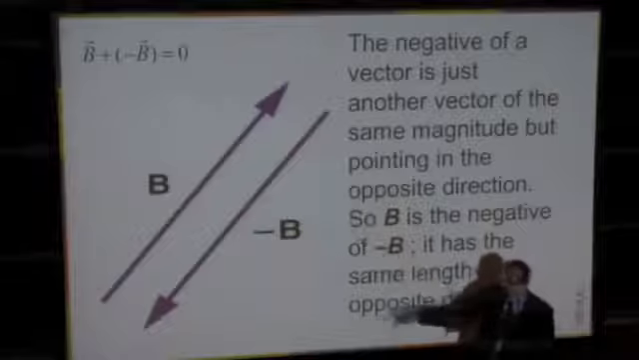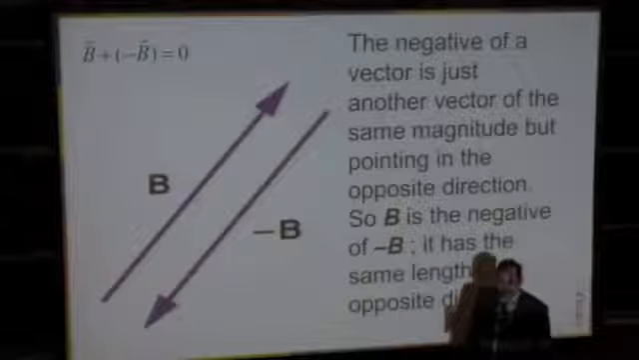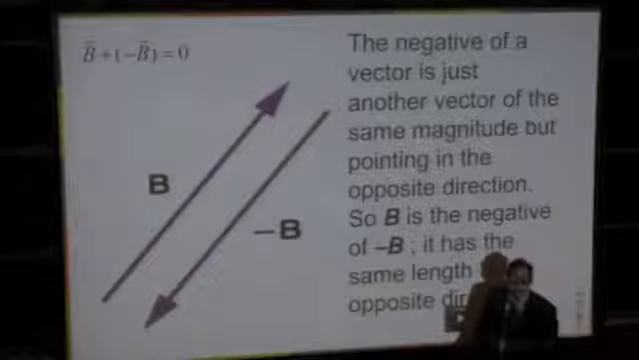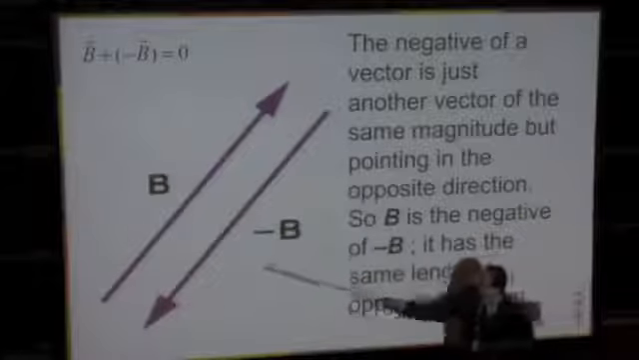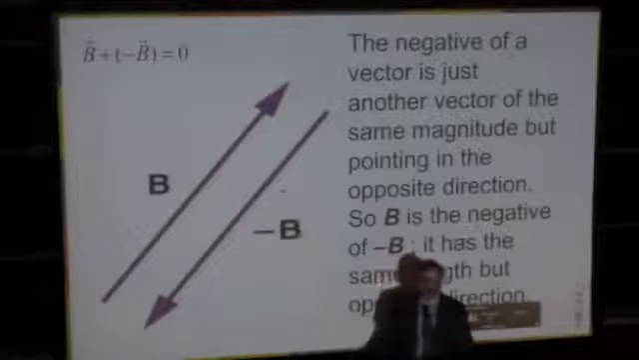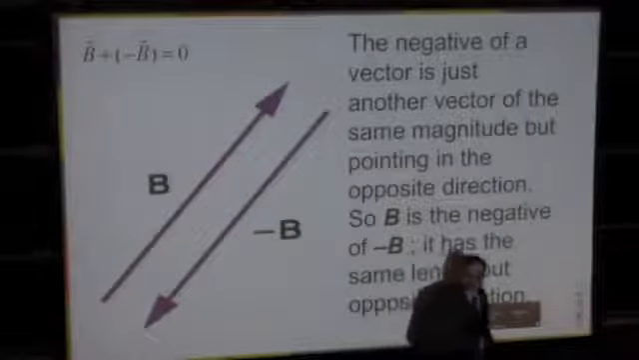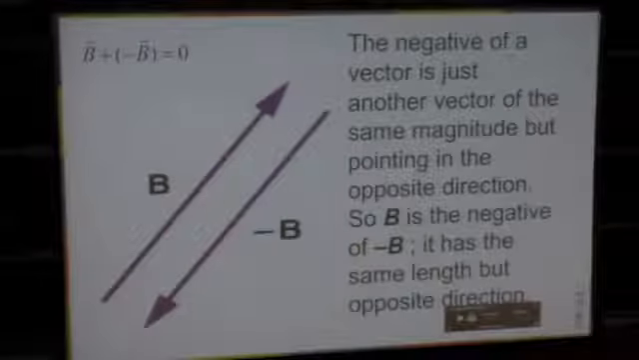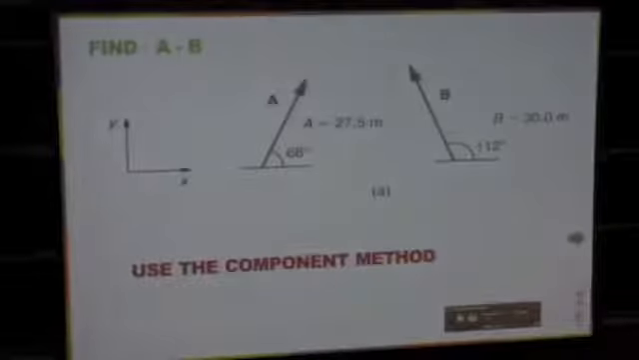We introduce the vector which is opposite. We call it minus or negative b. The vector which is opposite to the given one must have the same magnitude but opposite direction. That's why we call it opposite. So now with this definition, subtraction is a very simple procedure.